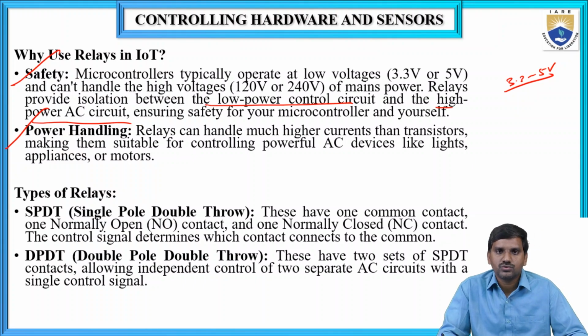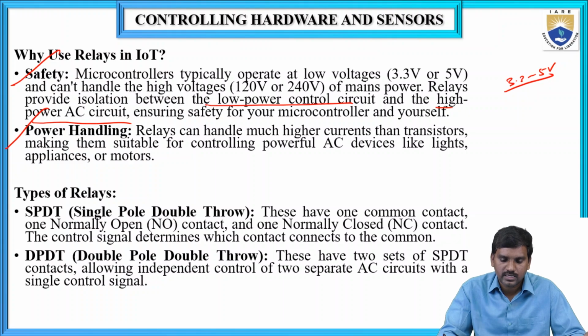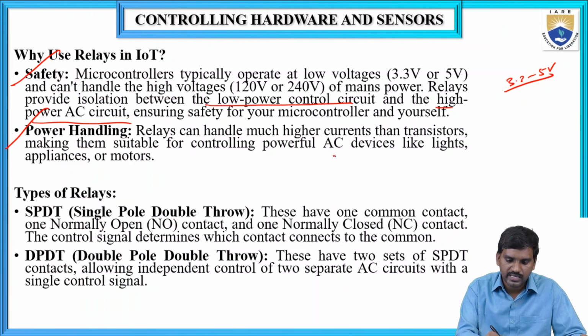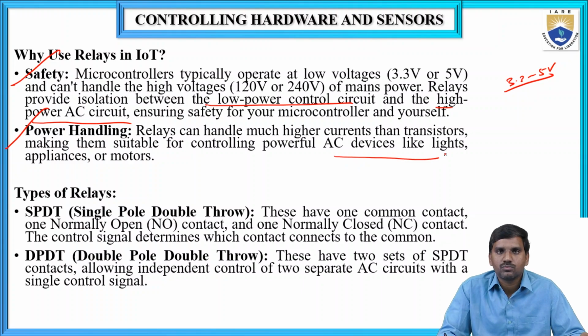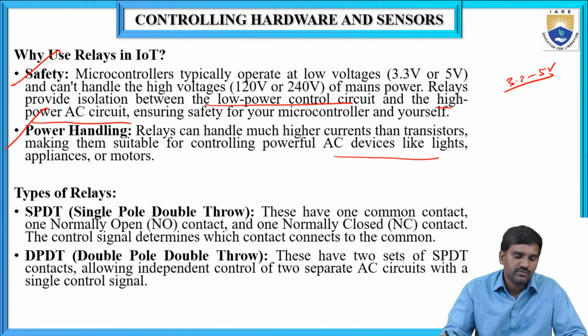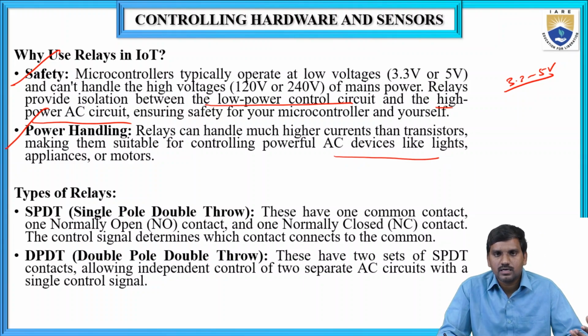That is why we use relays in IoT for safety. And power handling. Power relays can handle much higher currents than transistors, making them suitable for controlling high power AC devices like household appliances or motors. So these are the two reasons why we use relays in developing IoT projects.